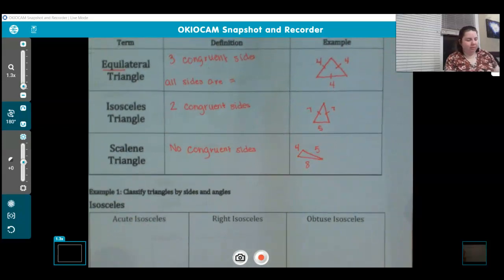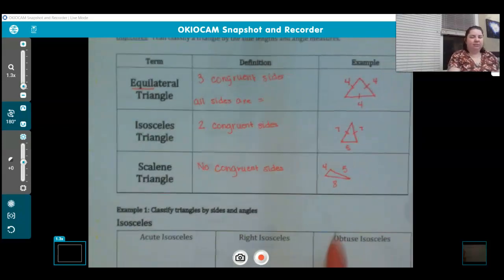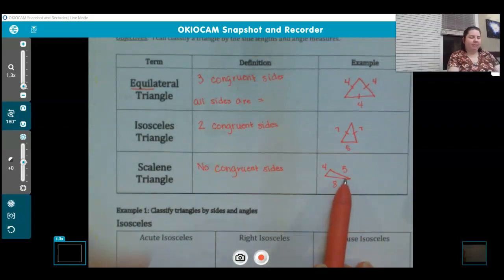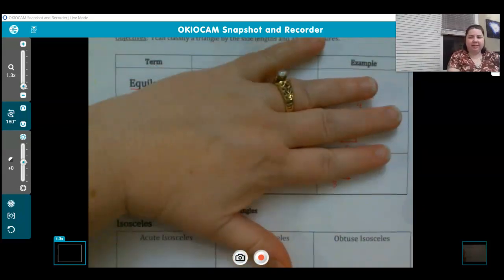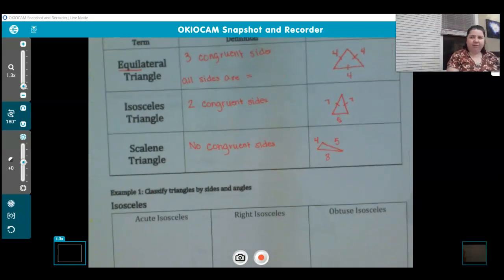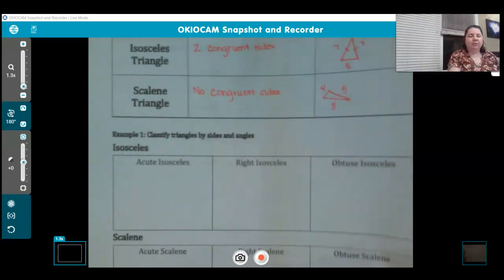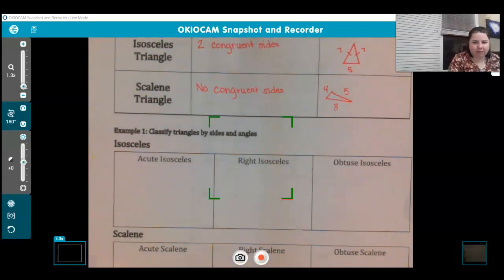So what we are looking at on our notes today is not only classifying by the sides, but being able to classify by both the sides and the angles. I can tell you on our practice worksheet, for what we're going to do today, we are only going to work on the sides. We will work more on doing both the sides and the angles on Thursday. But let's go ahead and dive in. So classify triangles by sides and angles. Let me see if I can get this. Oh, that looks so much better.